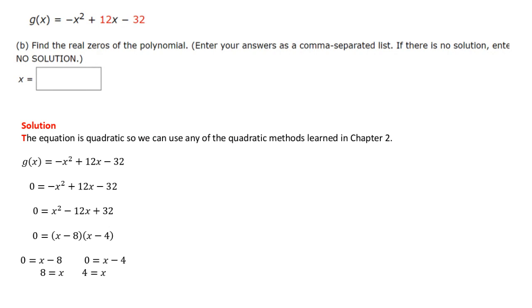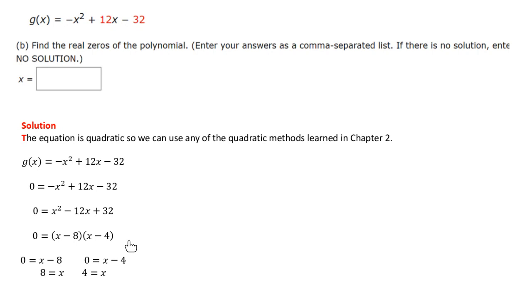Okay, so the first thing that I want to do is to find the x-intercepts. Again, I'm going to set y equal to 0, and in my problem, g of x has replaced y. So we have 0 is equal to negative x squared plus 12x minus 32. Okay, my way of always solving for the x-intercepts when we have polynomials is factoring. It's always my first choice. So I can factor x squared minus 12x plus 32 by x minus 8 times x minus 4.